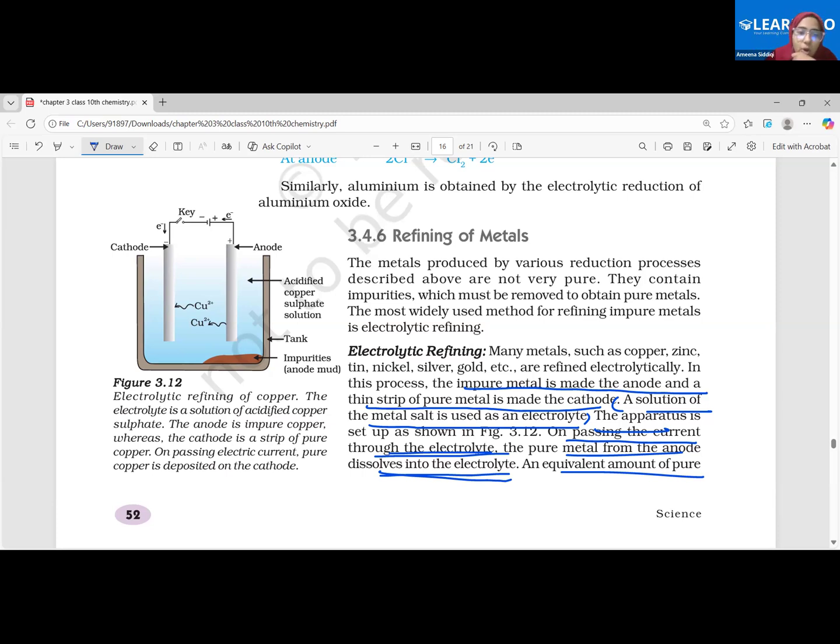On passing the electric current, pure copper is deposited on the cathode. On the cathode, we have what? The pure copper, the pure metal copper strip.